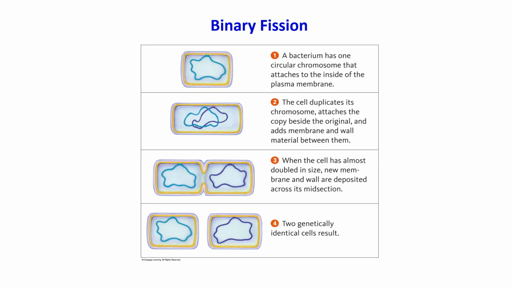So this slide is showing binary fission. You have a bacteria, it has a circular chromosome. The circular chromosome has to be replicated, and then we basically are going to have mitosis take place. I just want you to recognize the term binary fission as the mechanism for prokaryote reproduction.